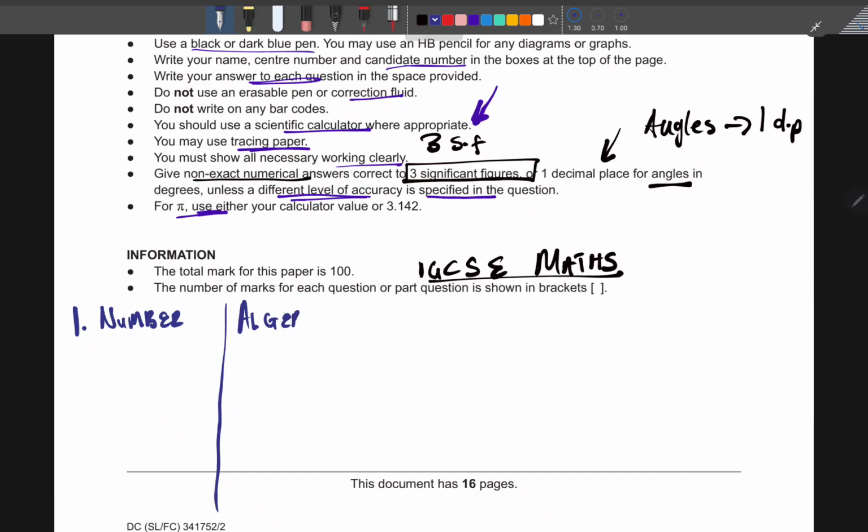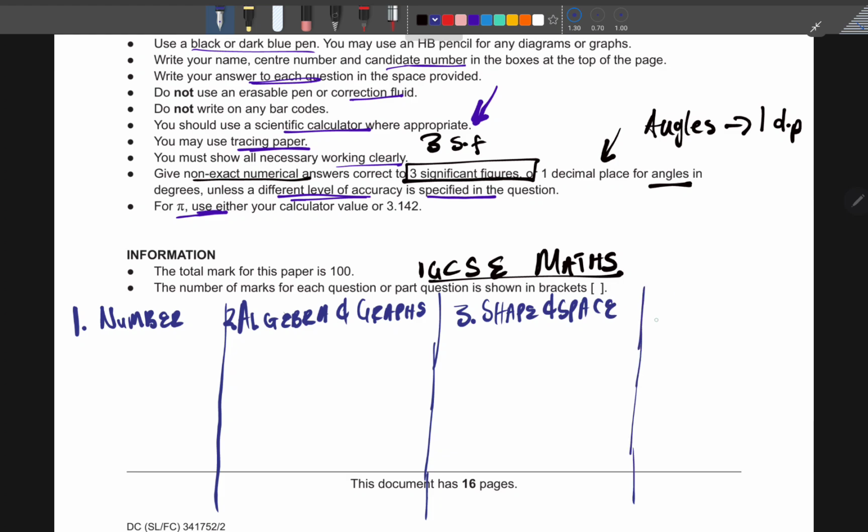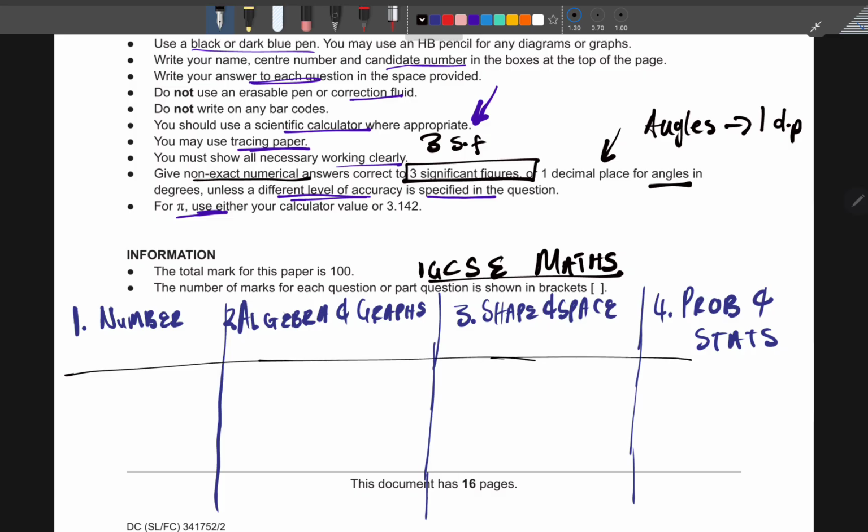In this video, I'm not going to be telling you the percentage that each unit gives you, okay? But we are just going to be putting the units and their topics. Unit 3 is going to be shape and space. Then unit number 4 is going to be probability and statistics. And these are the 4 units we have for our IGCSE math. And we have 9 topics which we are going to list now.